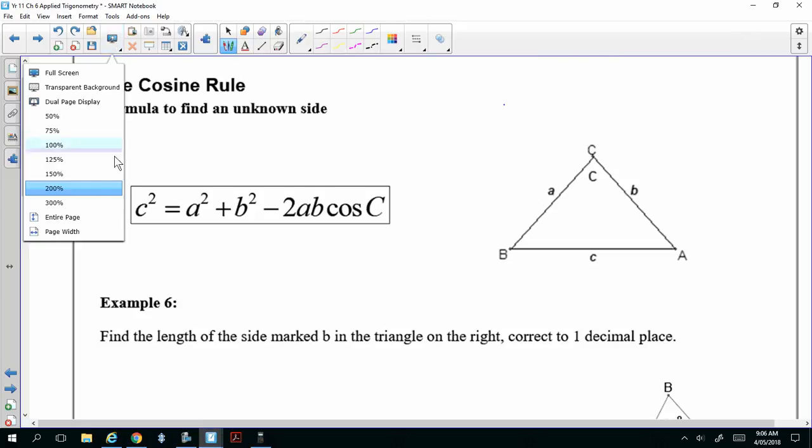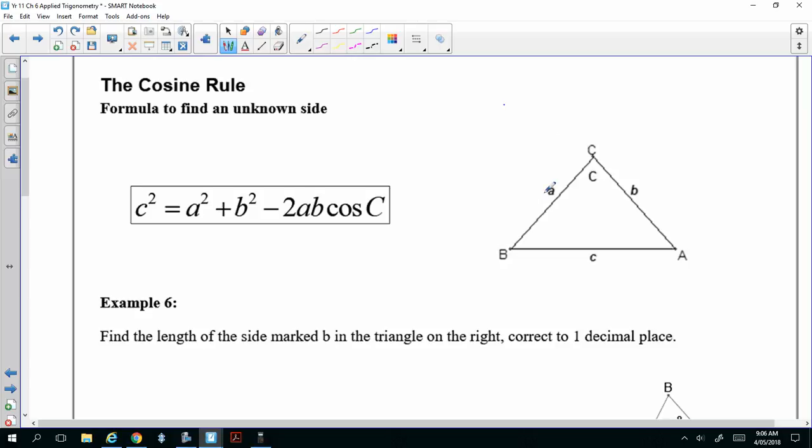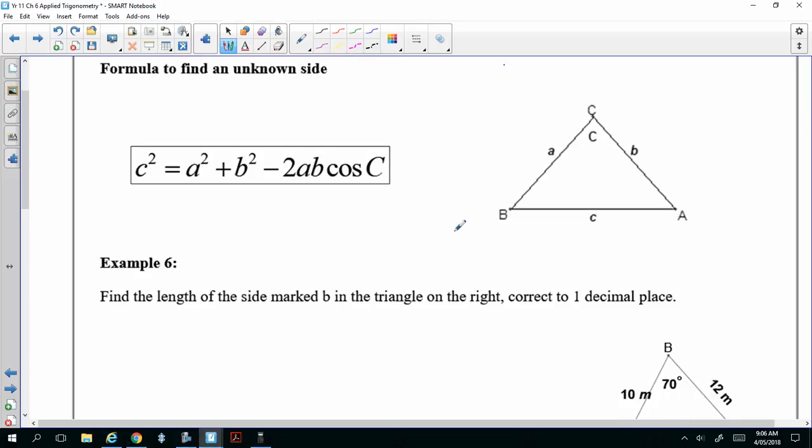Cosine rule. The cosine rule looks like this. It's on a reference sheet. What formula does it remind you of? Pythagoras. So this first part looks like Pythagoras. So if it's Pythagoras, it means that it is a right angle.